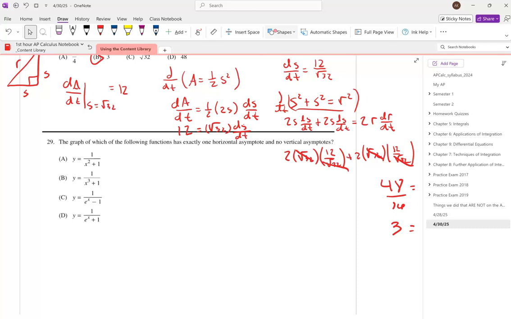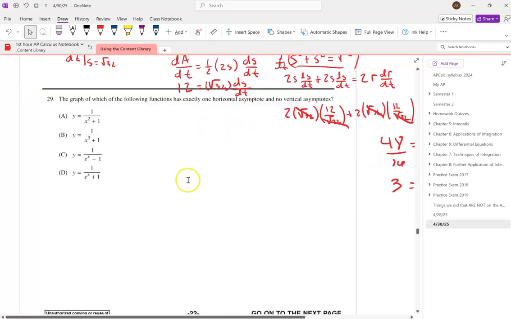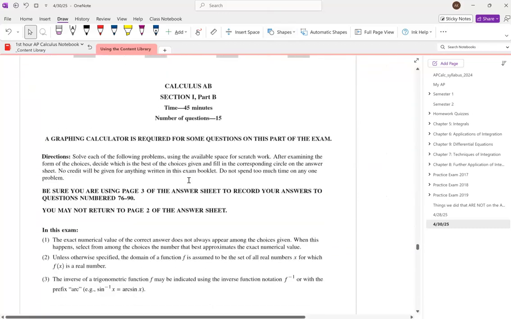What's next? Who's next? Are we ready to move to the next section on the calculator part? Should we do that? Okay, let's go. Calculator it up then, my dudes.